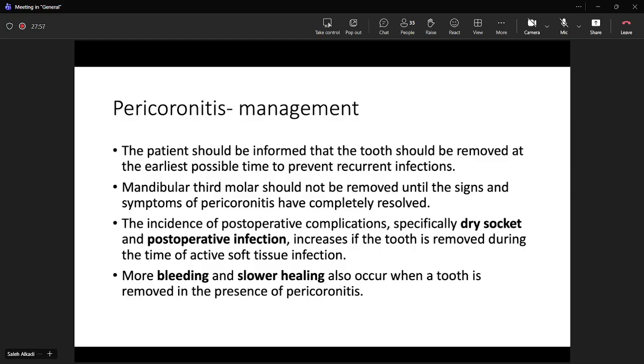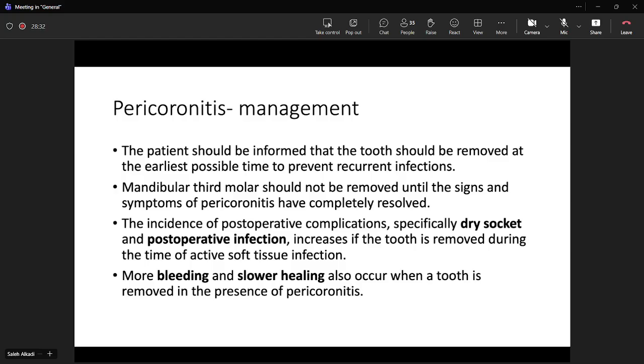If you removed the tooth while the signs and symptoms of pericoronitis are still there, you may have more post-operative complications, especially dry socket, and this could lead to post-operative infection that spreads and also causes fascial space infection. These complications increase in case the tooth is removed during the time of active soft tissue infection. And this is very important here.